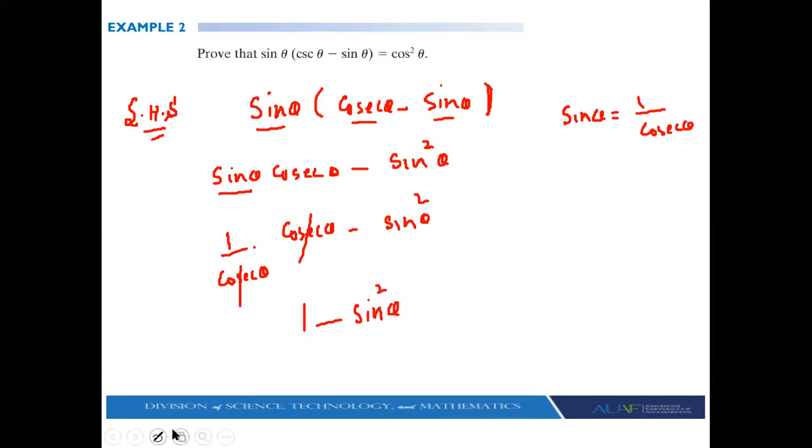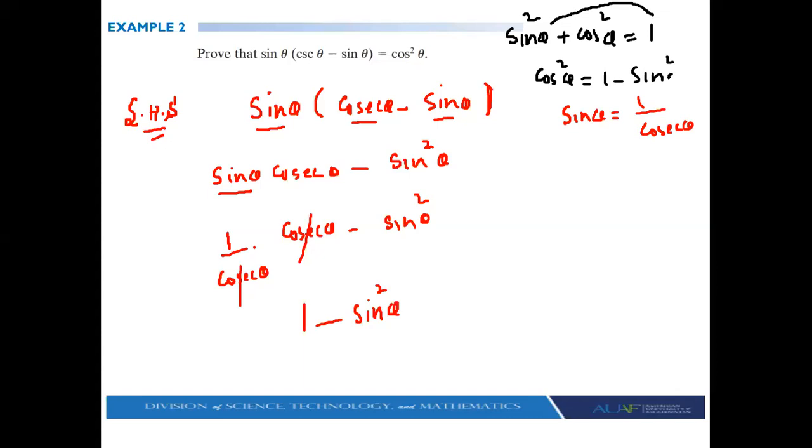What was our first formula, if you remember? Our first formula was sine square theta plus cosine square theta equal to 1. Correct? So if you transfer sine to the other side, we have cosine square theta equal to 1 minus sine square theta. So 1 minus sine square theta equal to what? Can we write 1 minus sine square theta is equal to cosine square theta, which is your right hand side. So this means that the left hand side and right hand side are both equal. Clear? Okay.